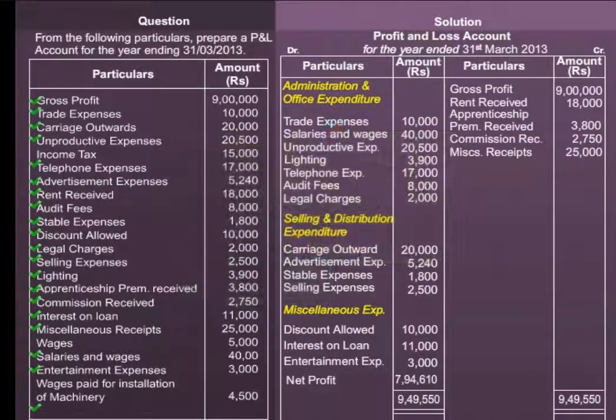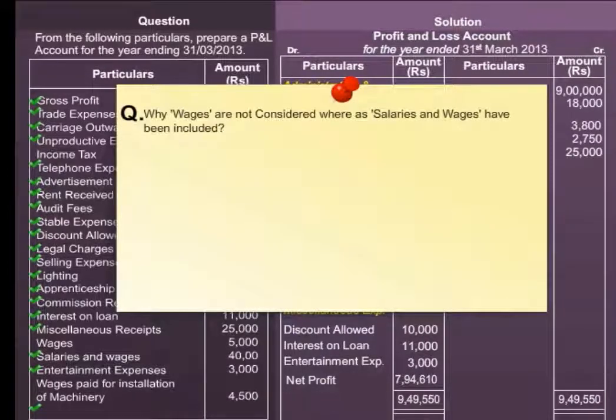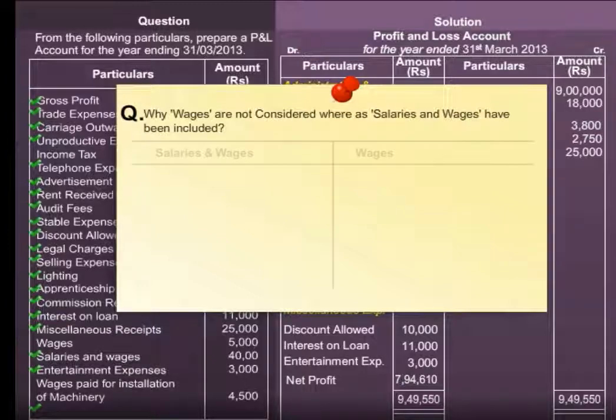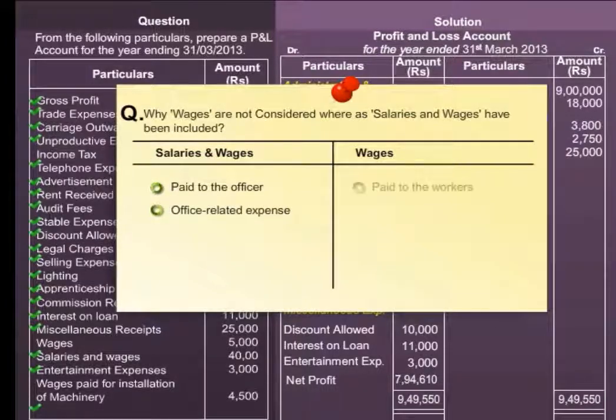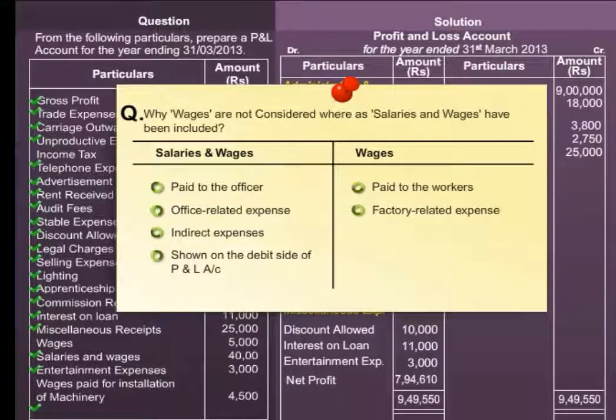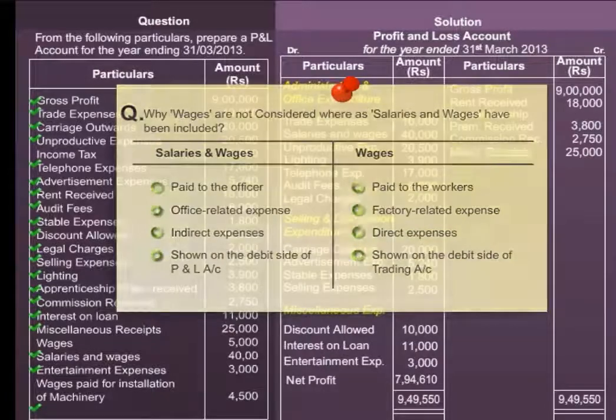balance sheet. You might be thinking why we haven't considered wages, whereas salaries and wages have been taken into account. The reason is quite simple. This item implies salary, which is paid to the officers who work in office. On the other hand, wages are paid to the workers in the factories. Hence, salaries are regarded as indirect expenses and are shown in the P&L account, whereas wages are the direct expenses, so are debited in the trading account.